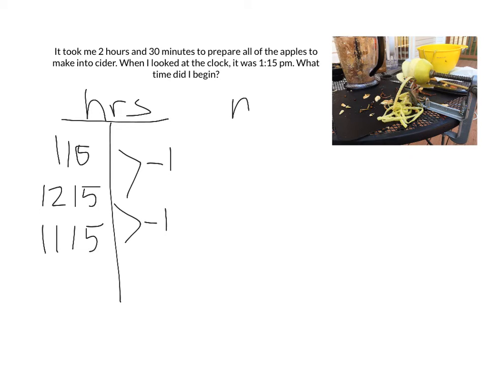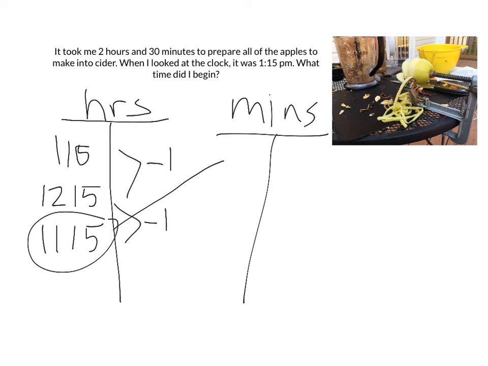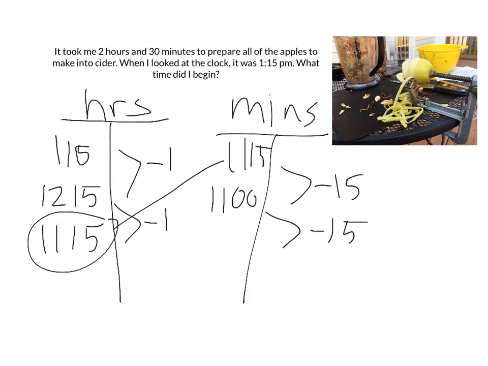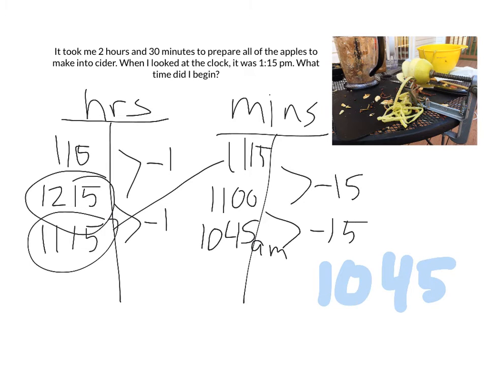Now I do my minutes, and I use this as my first one. So I have 11:15. Now I'm going back 30 minutes, and I'm going to go back 15 minutes at first because that will put me at 11 o'clock. Then I'll go back another 15 minutes. That's a total of 30 minutes, and that will put me at 10:45 a.m. because I crossed over noon right in that area. So my start time, what time I started chopping up all the apples, was around 10:45 a.m.